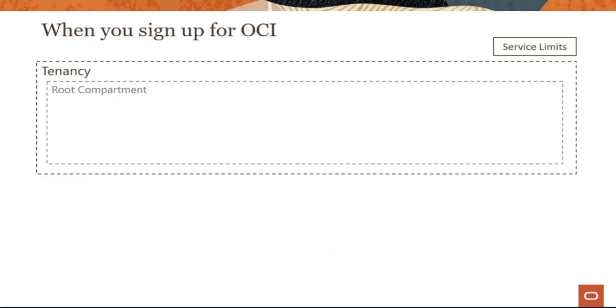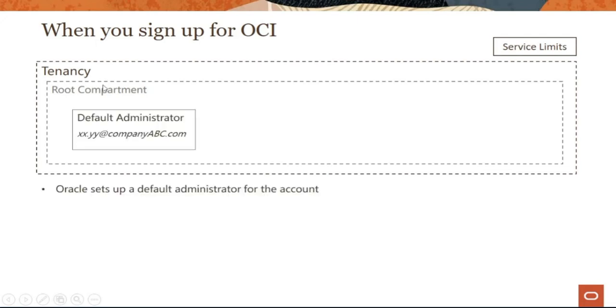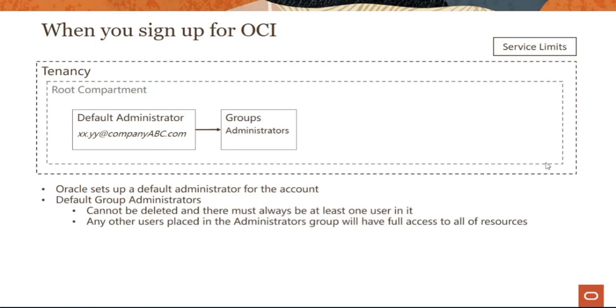So what happens when you sign up for Oracle Cloud Infrastructure for the first time? There is this concept of tenancy, which is nothing but your account, and you get something called a root compartment. Think about the root compartment as the parent compartment for all the other compartments you are going to create yourself. Root is something we create, and we also create a default administrator for the account. There's also a default group called administrators. You cannot delete this group, and there must be at least one user in it. You can add users and remove users, but at any given time it needs at least one user.